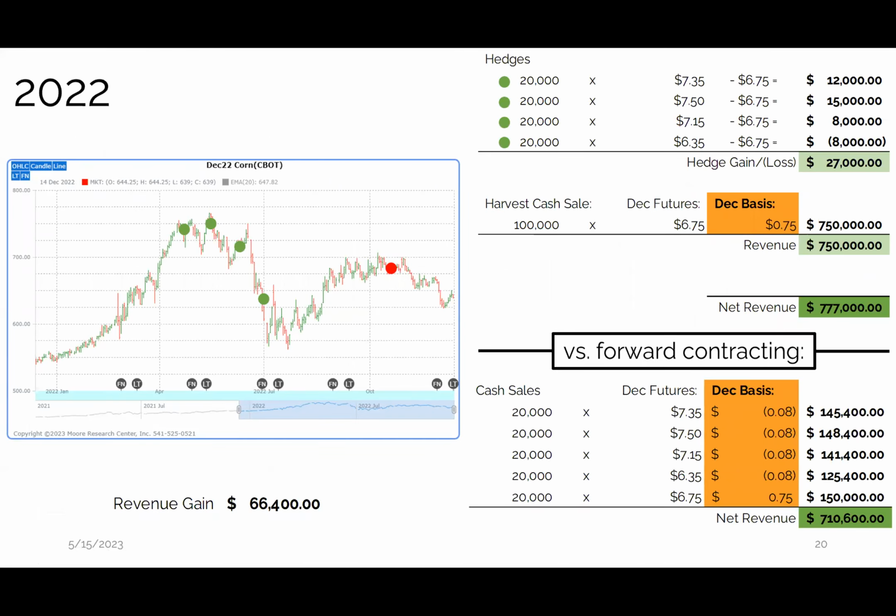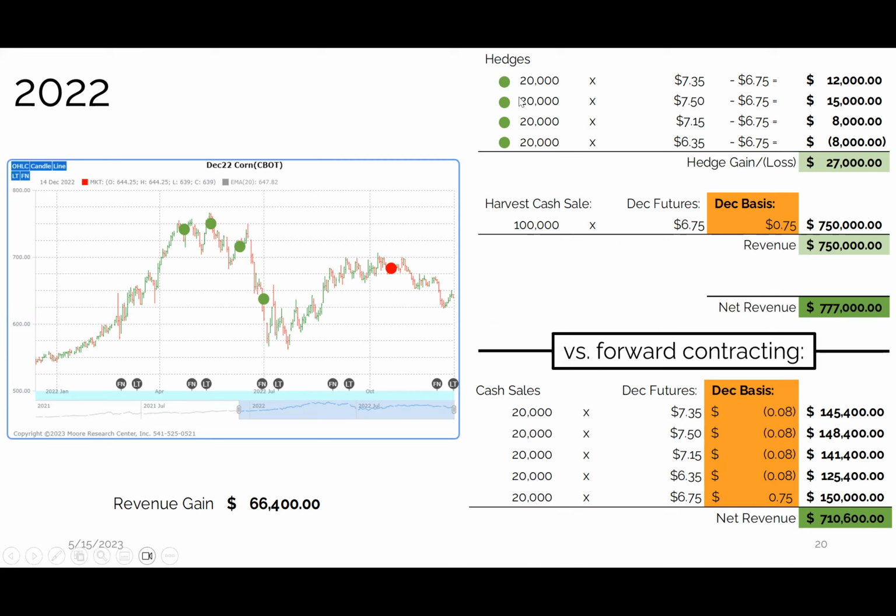So here would be a 2022 hedge example. Hedge corn at 735, 750, 715, and 635. And the harvest time frame was 675. So if we were a forward contractor, we would have been forward contracting on those dates using that same basis level of 8 under. And then the last sale was made at the 75 over. So total, if a forward cash seller, you would have had net revenue of 710,600.